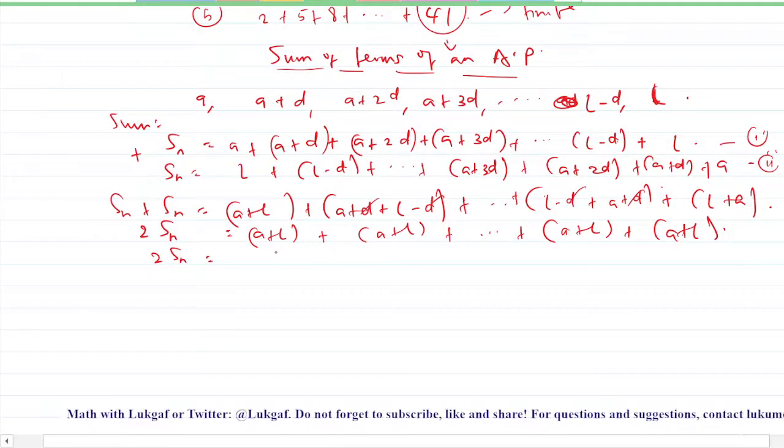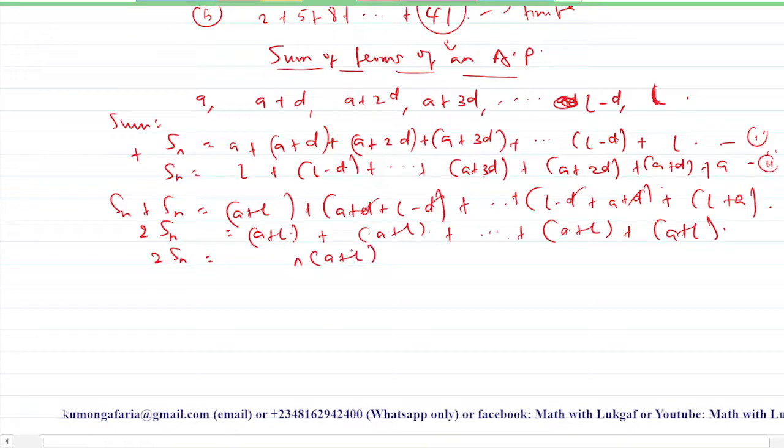So it is like you are adding A plus L, how many times? Up to the nth term, which is the last term. So it's just like saying n multiplied by A plus L. Remember, when you have 2 of AL, you can say 2 times A plus L. But now we have n of AL, since our last term is the same thing as the nth term. That's why we have n into A plus L here.